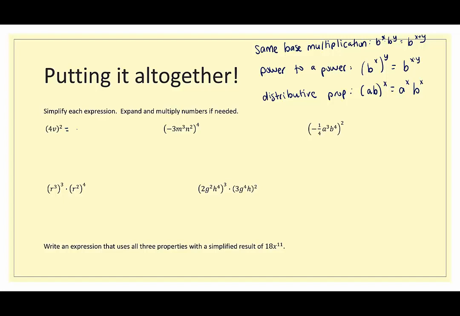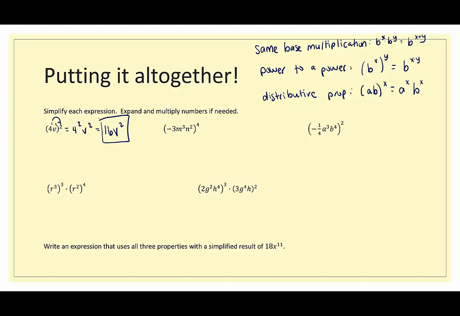4 does have its own exponent. 4 has an exponent of 1. V also has an exponent of 1, so they each now get raised to the second power. We distribute to the 4, we distribute to the v, and we get 4 squared v squared, and we can actually do 4 squared. That's 4 times 4, which is 16v squared. So a very common mistake is we just give v the square, and we think 4 is done, it's all set. No, it's inside the parentheses, it also gets squared.